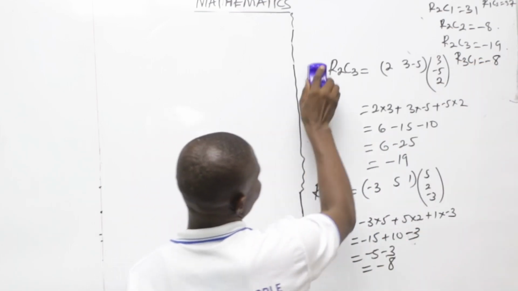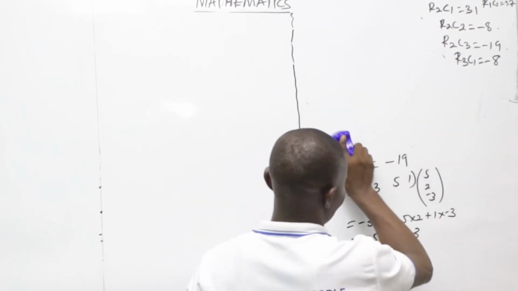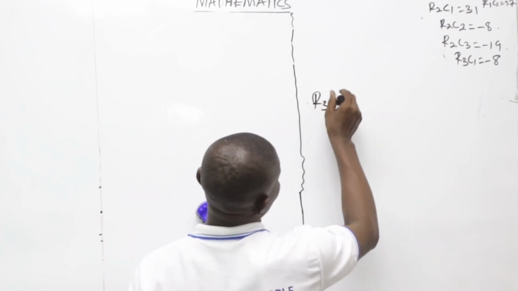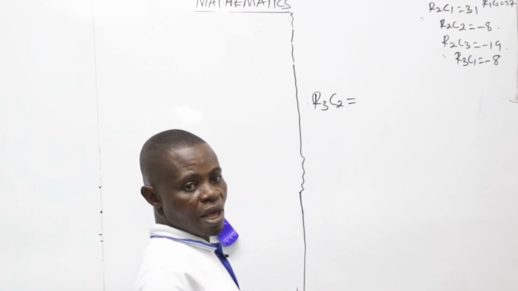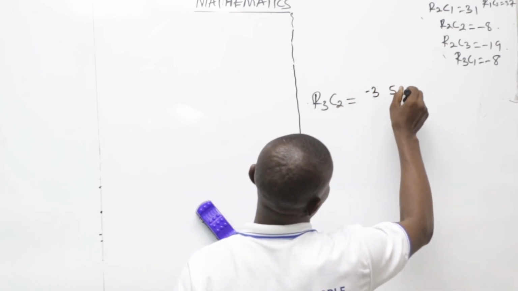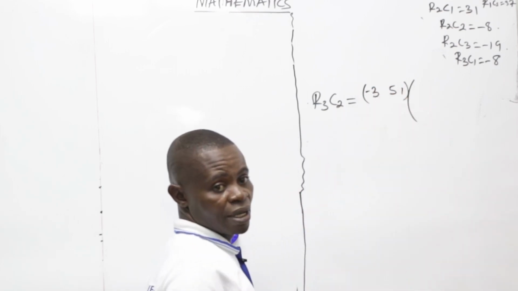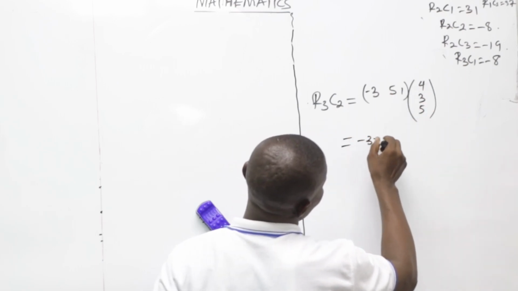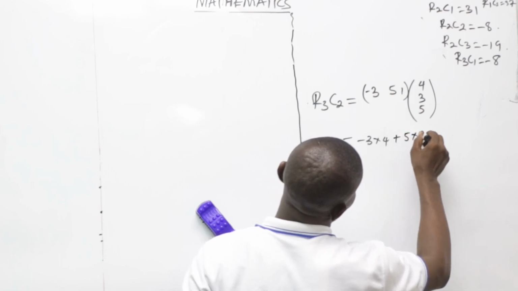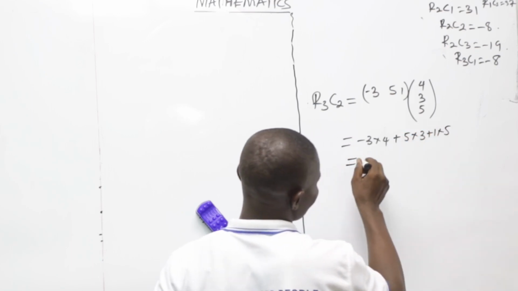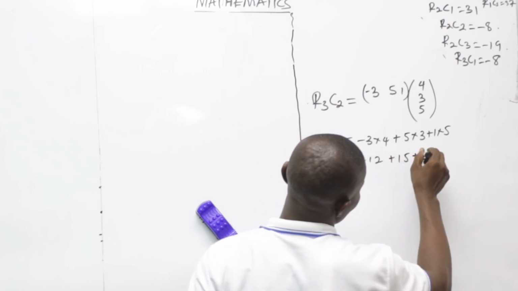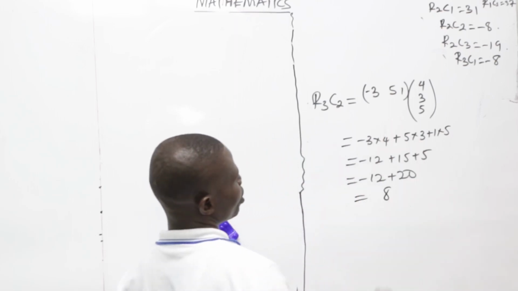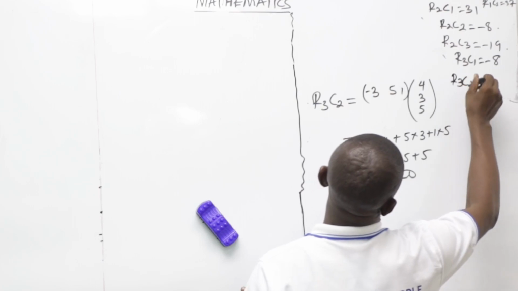The next is row 3, column 2. Row 3, column 2 equals, the row 3 there is minus 3, 5 and 1. Then column 2 there is 4, 3, 5, to give us minus 3 times 4 plus 5 times 3 plus 1 times 5, to give us minus 12 plus 15 plus 5 equals minus 12 plus 20 equals 8. So row 3, column 2 equals 8.